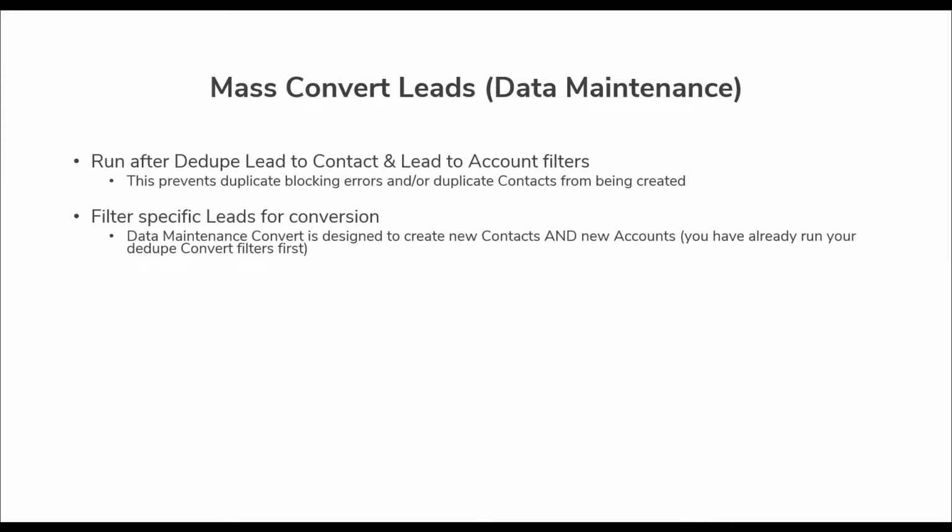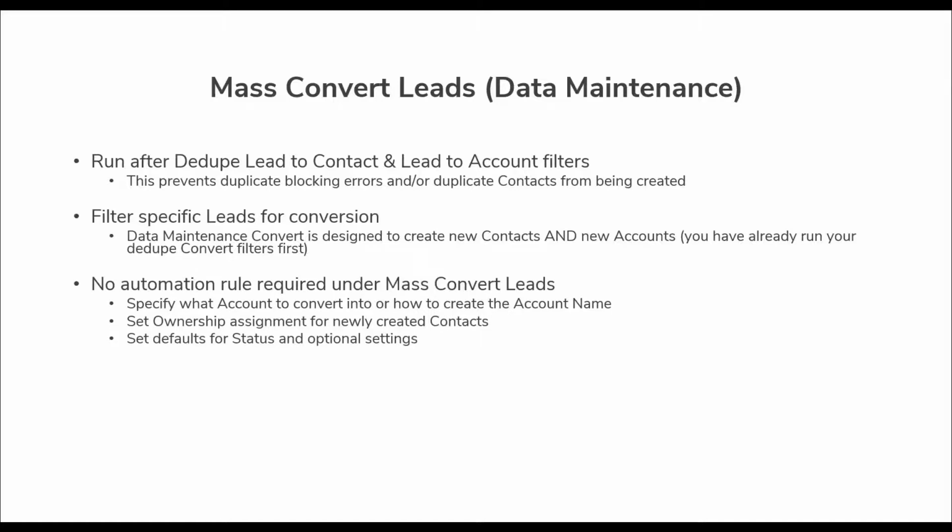This allows you to filter out specific leads for conversion. And then, as I mentioned before, the data maintenance convert is designed to create new contacts and new accounts. With this filter type, you do not have to have an automation rule. It is not required under the mass convert leads. So you'll specify what account you want to convert into or how you want to create the account. You'll have the ability to set ownership assignment, and you can set the defaults for status and the optional settings.